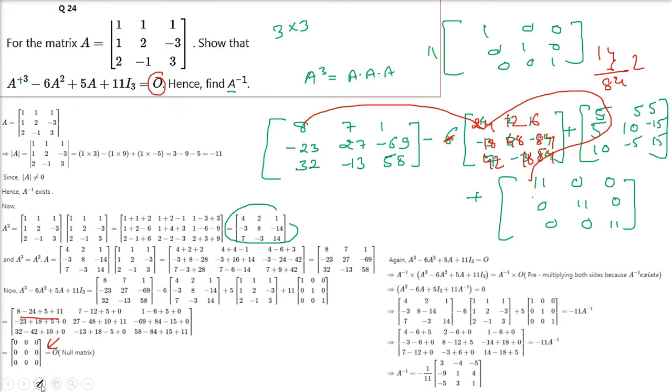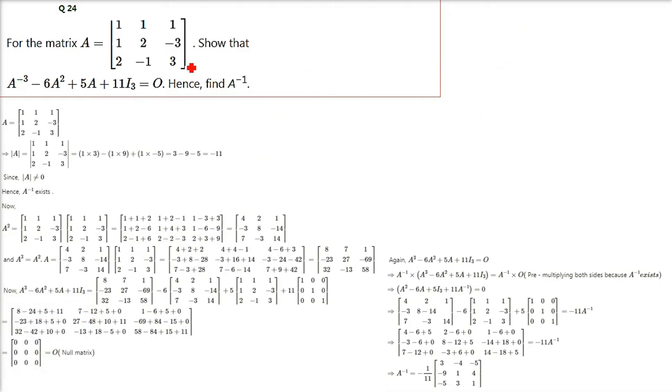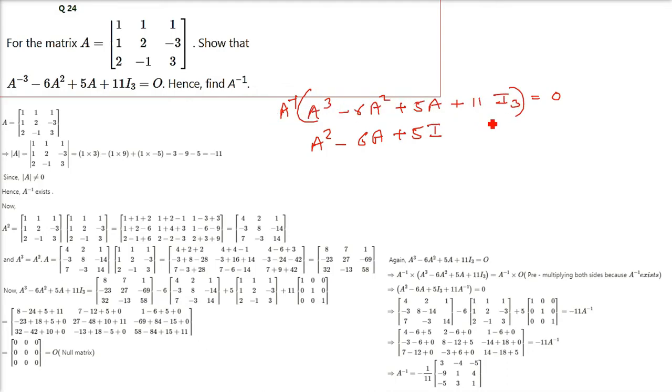But in order to find A inverse, you'll use this equation. That is, you have A cube minus 6A square plus 5A plus 11 into I3, and this is equal to the null matrix 0. Now multiply every element with A inverse. So one of the A's will cancel out: A square minus 6A plus 5A into A inverse will be 5I plus 11 into I3. And when you multiply I with A inverse, A inverse will come. This 0 will also be multiplied by A inverse, and that will be 0 only.